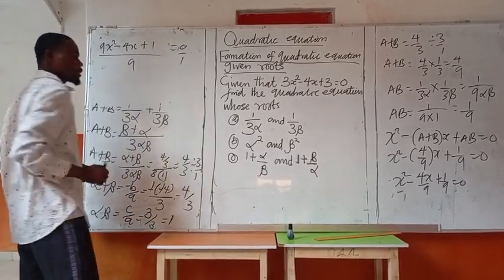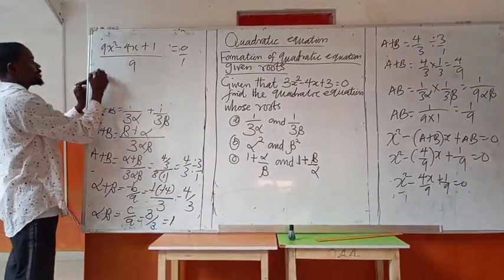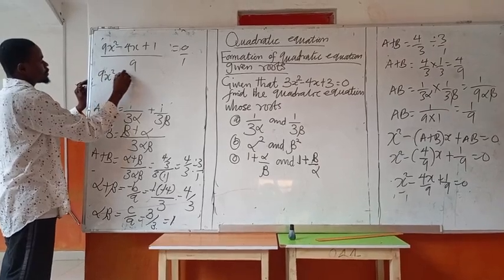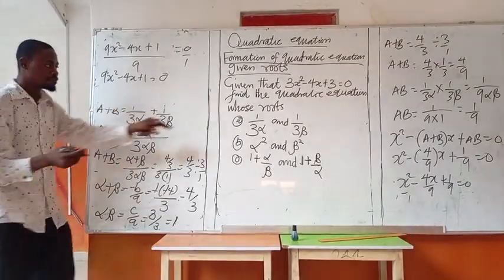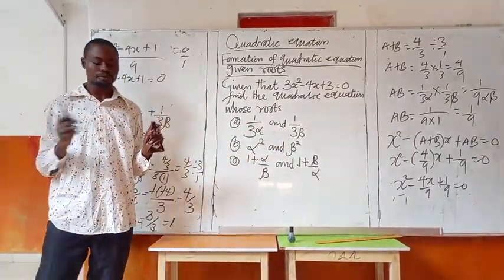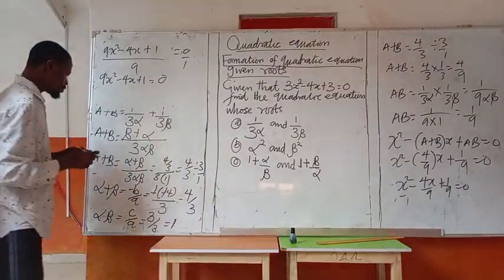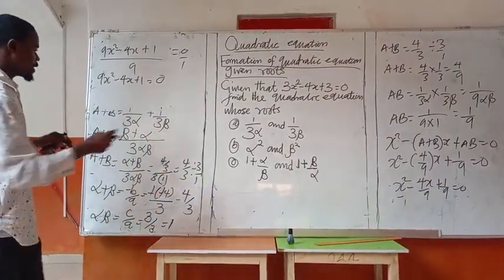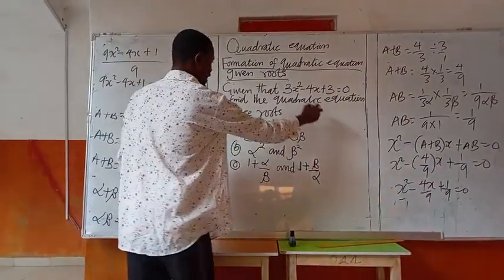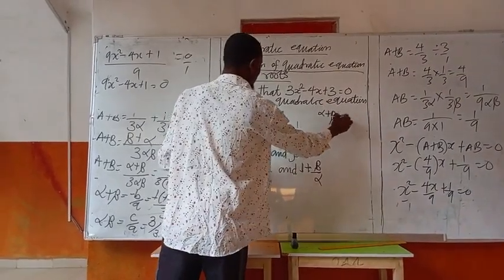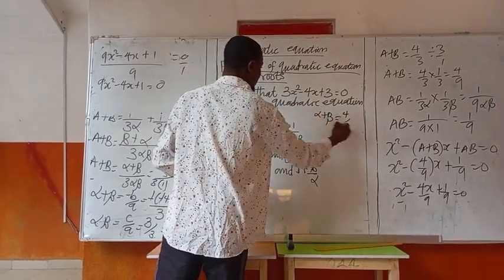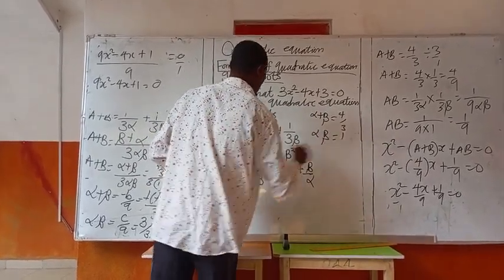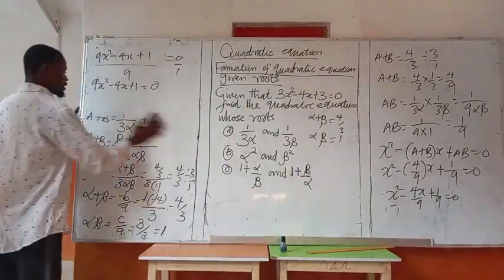Cross multiply. If you cross multiply, we now have 9s squared minus 4s plus 1 is equal to 9 times 0 is 0. This is the quadratic equation that has this root. We are done with the first one. But I have to take note of things. From here, I'll take note of my alpha plus beta because I still need it for all the questions, which is minus b over a, that is 4 over 3. Alpha beta is equal to c over a, which is 1. Take note of that.